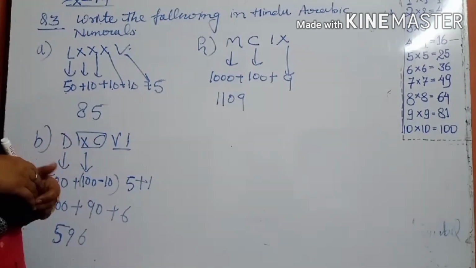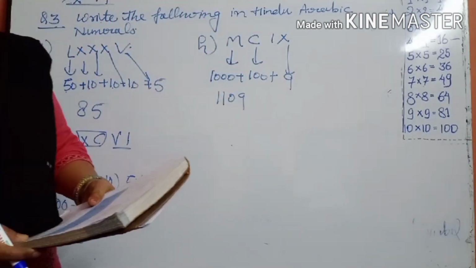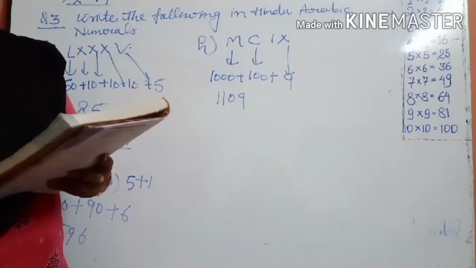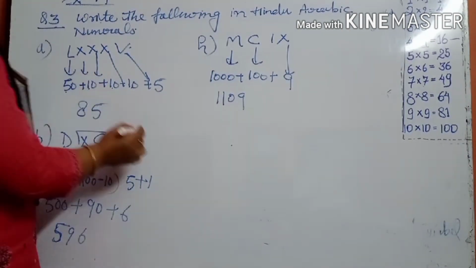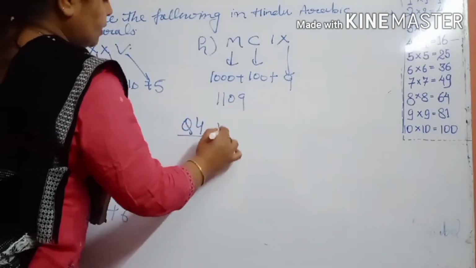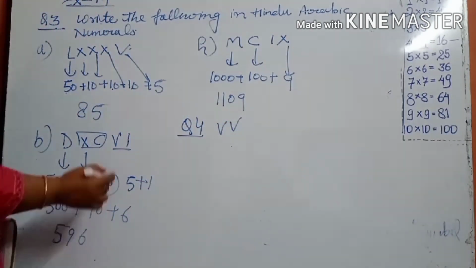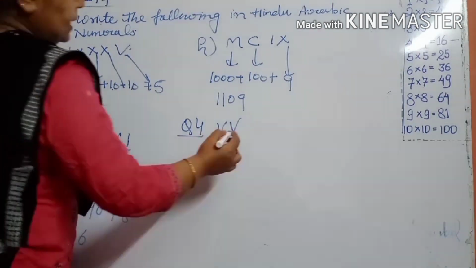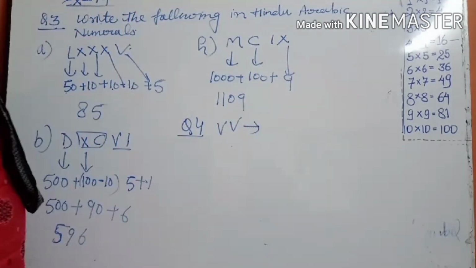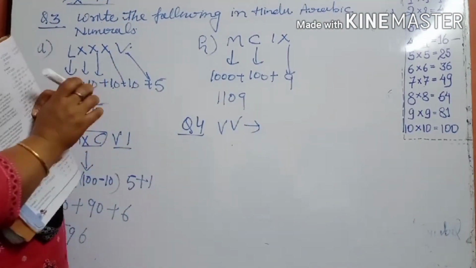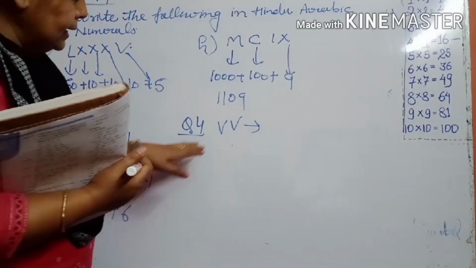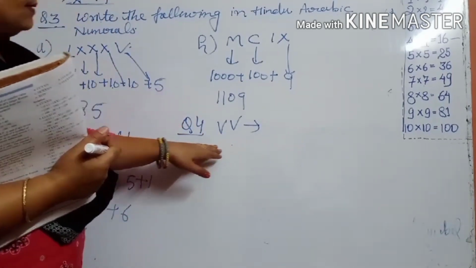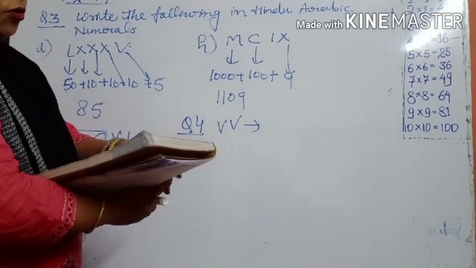Now the last question, beta, there is nothing in that question. It says that each of the following is meaningless. Now listen to me carefully. What is question number 4? You have been given 2 times V, and it says why they are meaningless. Why is 2 times V meaningless? Because I already taught you in the rules that V, L and D are never repeated. So it is a wrong concept.